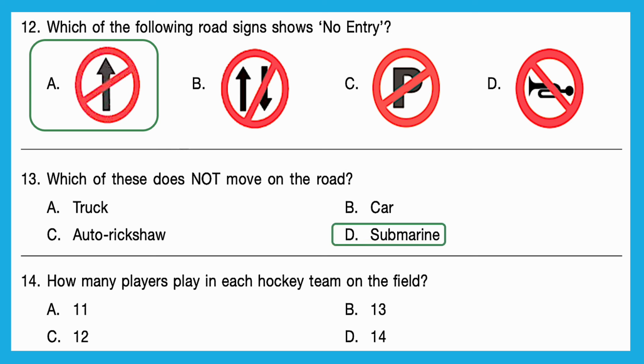Here the right answer is option D because it moves on water, or you can say it moves underwater, but not on road. Question 14. How many players play in each hockey team on the field? The right answer is option A, 11.